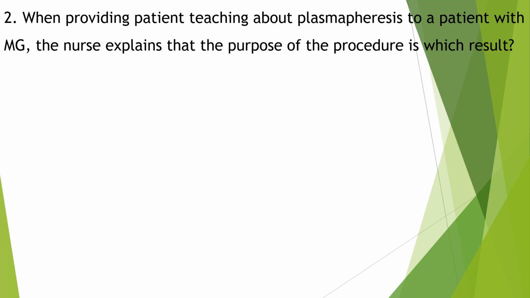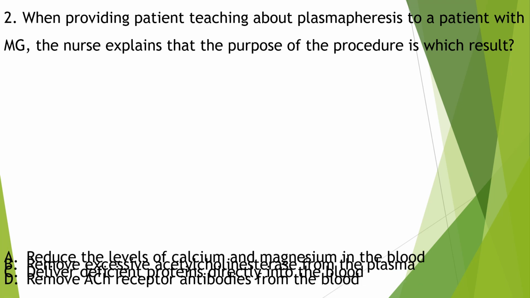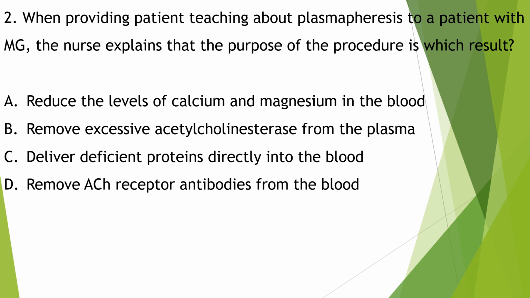When providing patient teaching about plasmapheresis to a patient with myasthenia gravis, the nurse explains that the purpose of the procedure is which result: reduce the levels of calcium and magnesium in the blood, remove excess acetylcholinesterase from the plasma, deliver deficient proteins directly into the blood, or remove acetylcholine receptor antibodies from the blood?